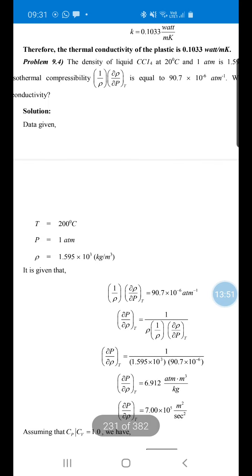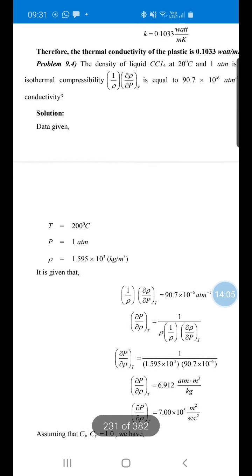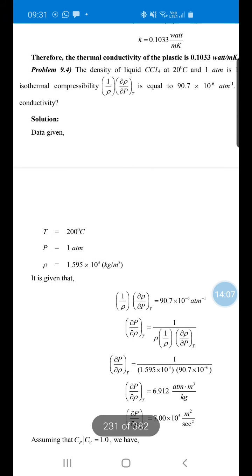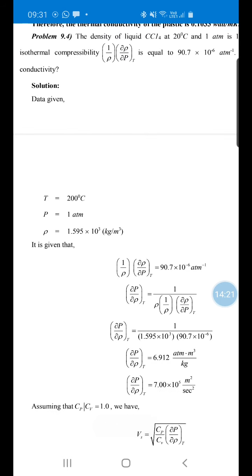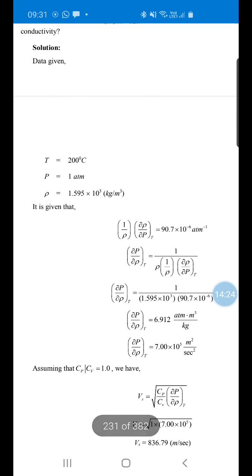So problem 9.4: the density of liquid CCl4 at 20 degrees Celsius and 1 atmosphere is 1.595 gram per centimeter cube. See here, the value of isothermal compressibility, 1 by rho into dou rho by dou P at constant temperature, is given as 90.7 × 10 raised to minus 6 atmosphere inverse. So from the data you know that we have to use the equation for thermal conductivity of liquids.